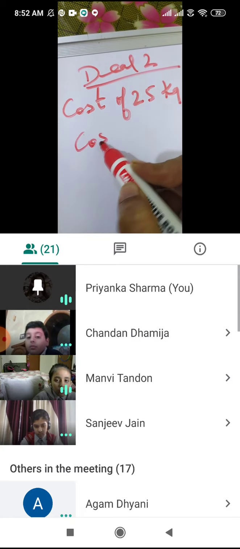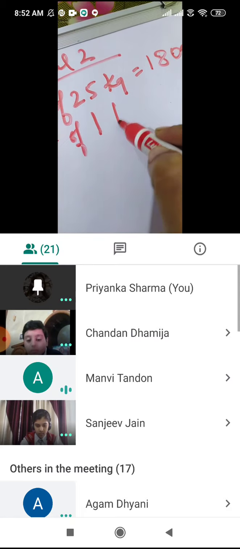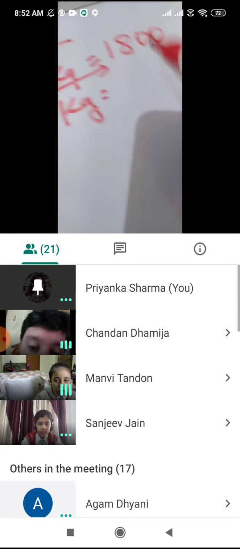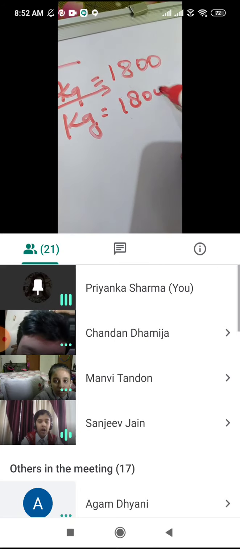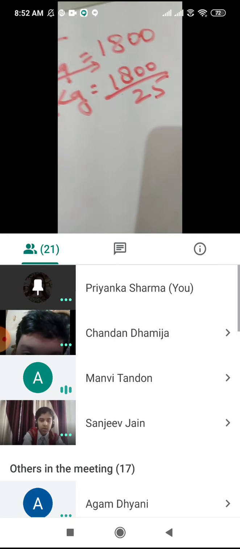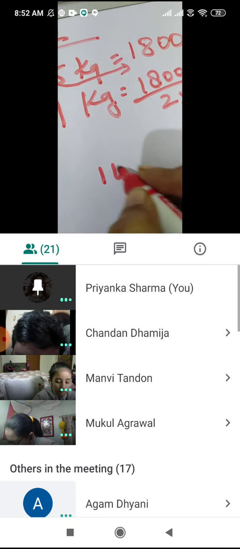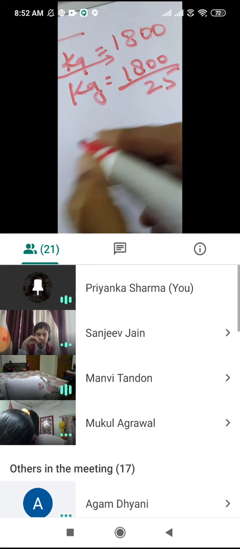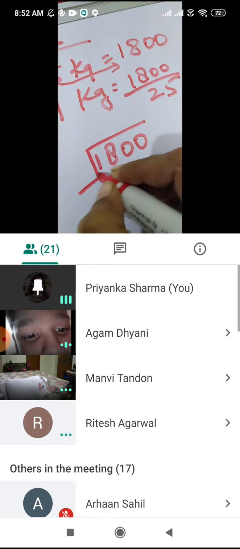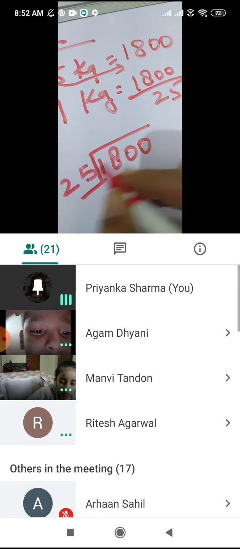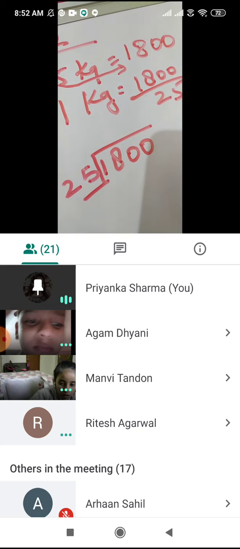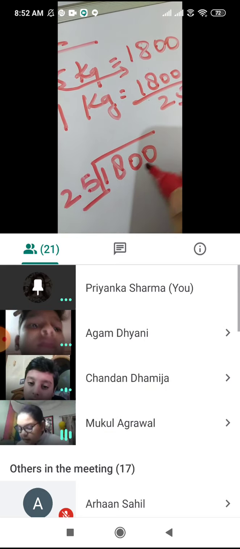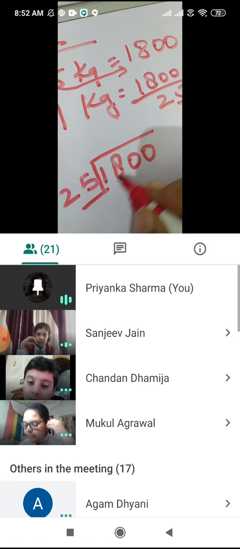Now we have to find out the cost of 1 kg. What do we have to do? This will come in the denominator. Very good. We have to divide. All of you are understanding it? Yes or no? Okay. Very good. Now we have to divide this by 25. How many times will it go? We have to take three numbers.